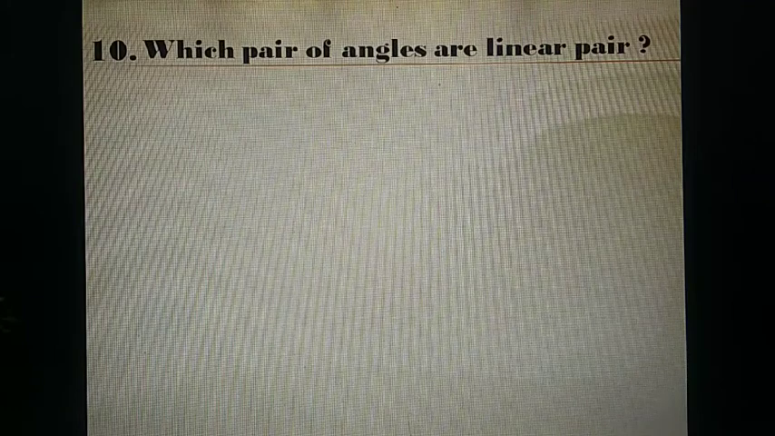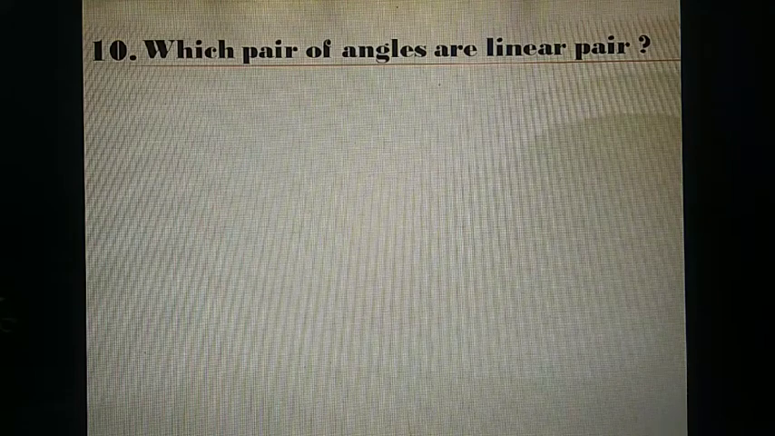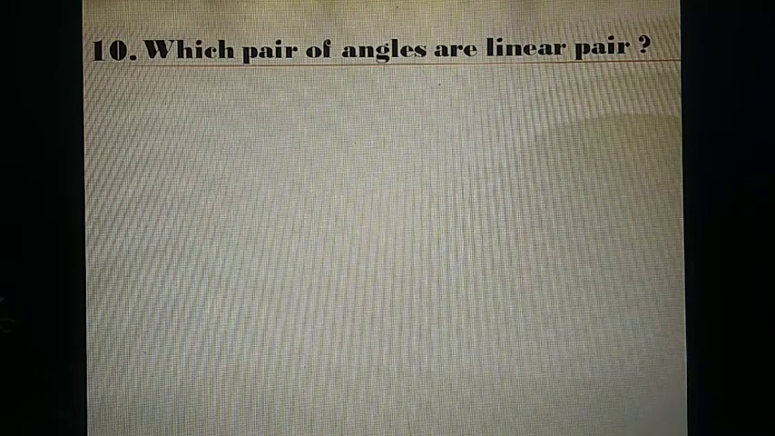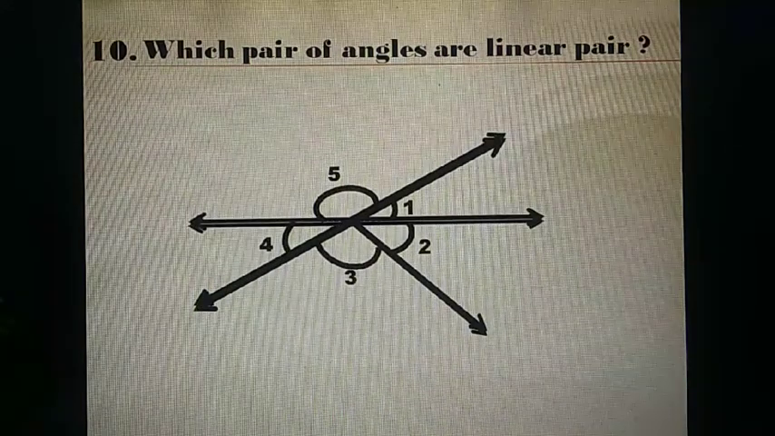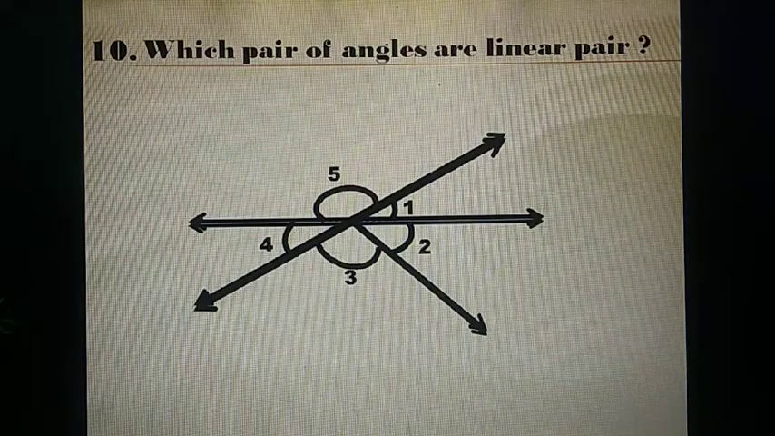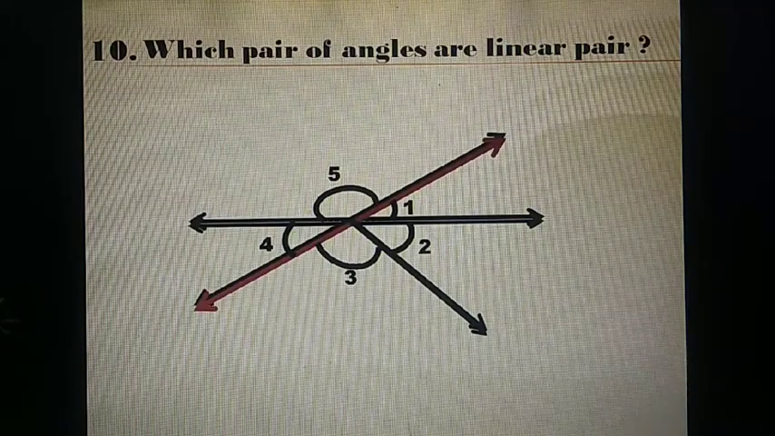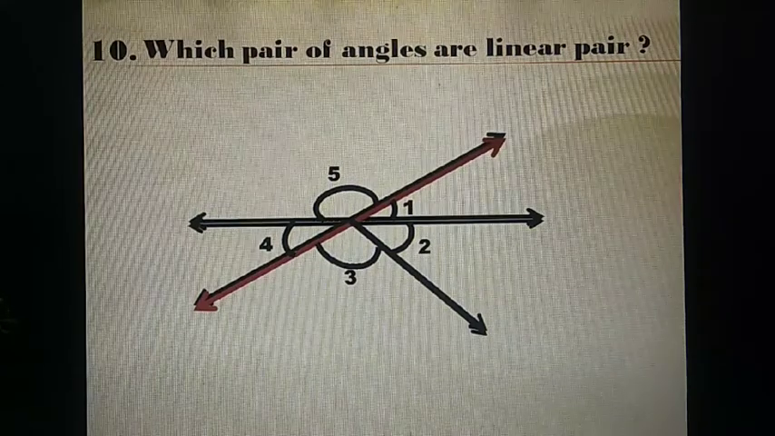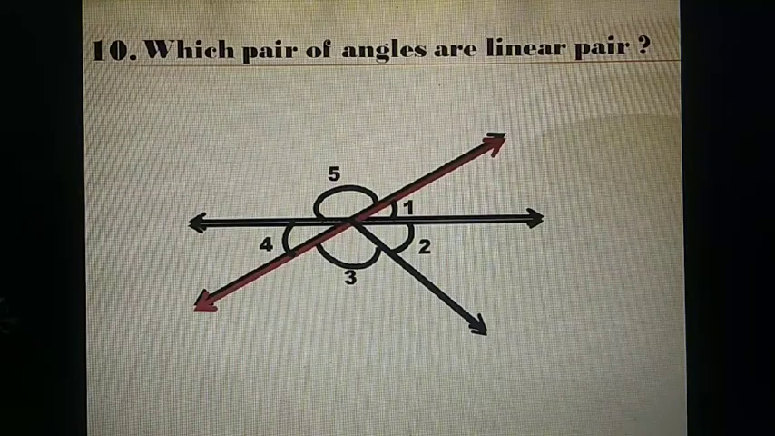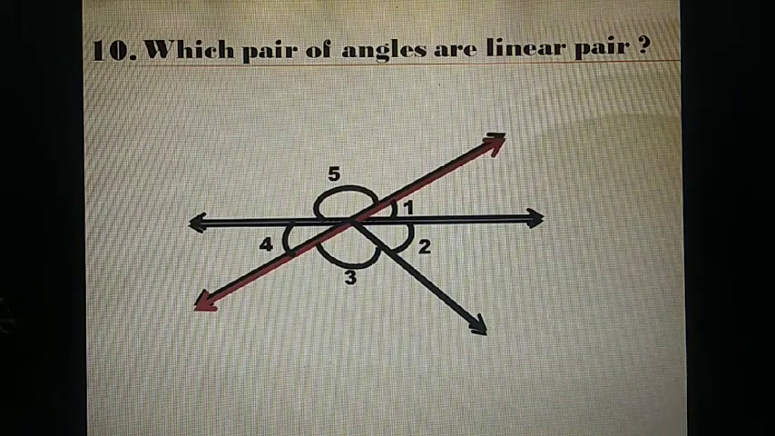Moving to the second part of question number 10. Which pair of angles are a linear pair? A linear pair means a set of angles which are forming a straight line or which are supplementary to each other. Here we will trace one line at a time. First, I am tracing this slanted line. Now, there are two angles on top and there are three angles below the line. We will consider right now only the two angles which are forming the linear pair. So here, angle 4 and angle 5 is the first pair which is forming a linear pair.